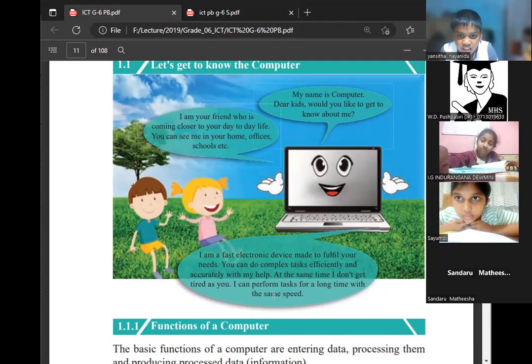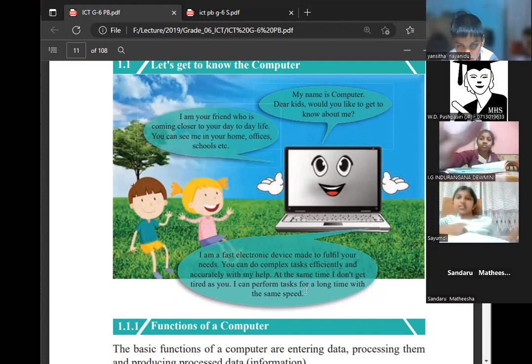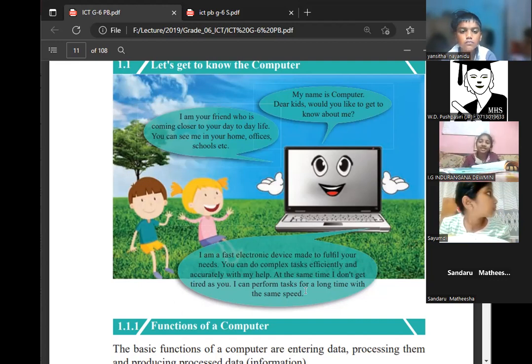It says here, no? I am a fast electronic machine. I can do a lot of your needs. Right? I can do a lot of work without any tiring. Yes, computer can make exam papers. Very good. Exam papers.